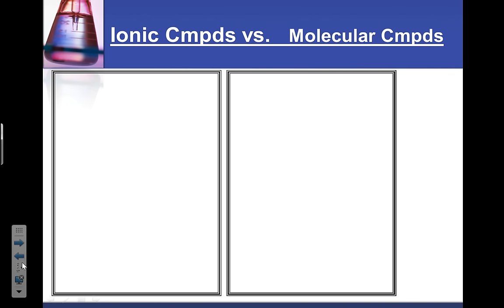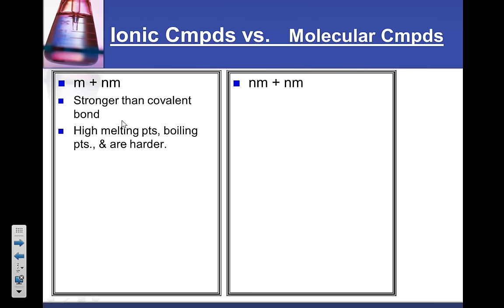All right, so before we look at the specific definitions of the types of bonds that occur, let's compare and contrast ionic compounds with molecular compounds, the compounds that contain these types of bonds. Ionic compounds consist of a metal and a nonmetal. Remember that from chapter 9. Whereas your molecular compounds contain covalent bonds, so they're going to be a nonmetal plus a nonmetal.